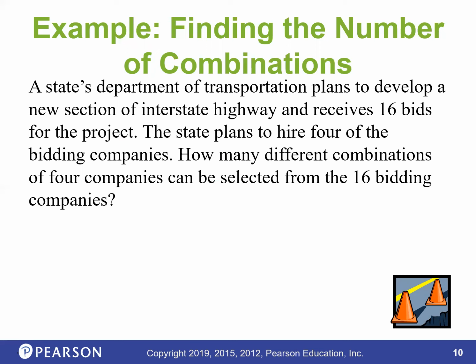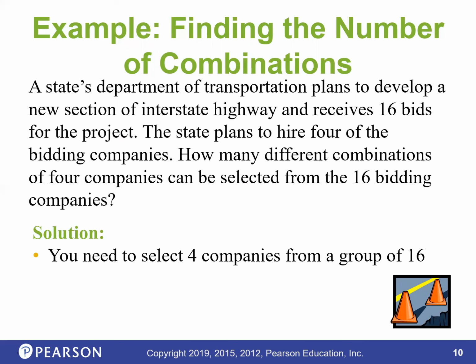Let's try it. We have this combination thing, right? So the question is, does order matter on the companies? Does it matter which company is picked first? No, forget it. So it's a combination. Let's go with it. That means n is 16, r is equal to 4, and this whole concept of order is not important right here.